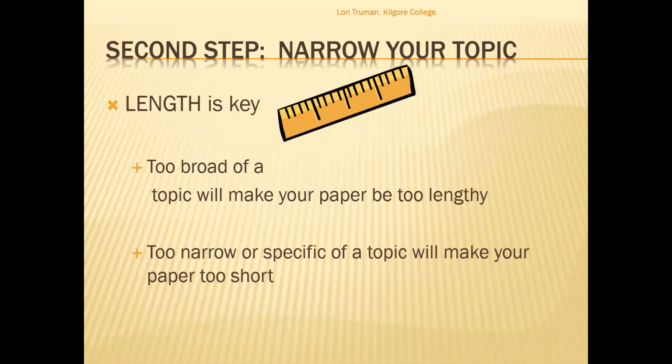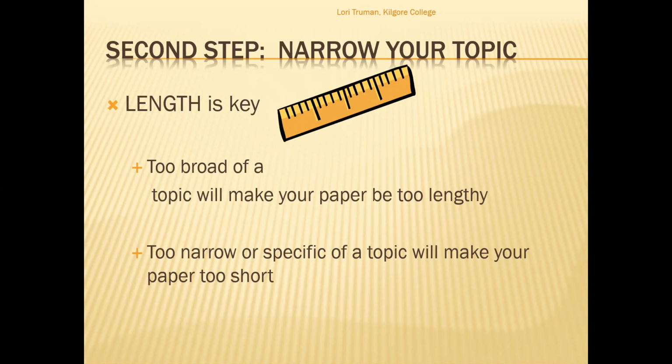The second step is to narrow your topic. And of course, you need to know the length of your essay. What is required from you? For our essays, probably the first one is going to be around 2 to 3 pages, so keep that in mind. Have you come up with too broad of a category? Do you need to narrow it down? Or is it too specific so that you need to broaden it out a little bit?